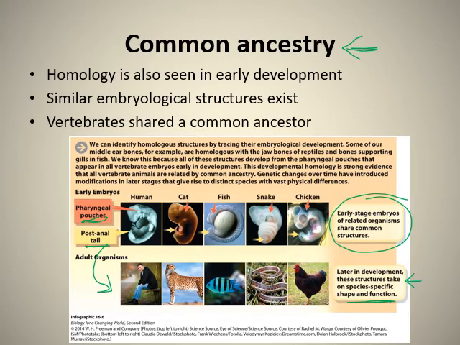Okay, so even though we have these similar embryological structures, it means that they shared a common ancestor, but they don't end up with the same structure or function as an adult.